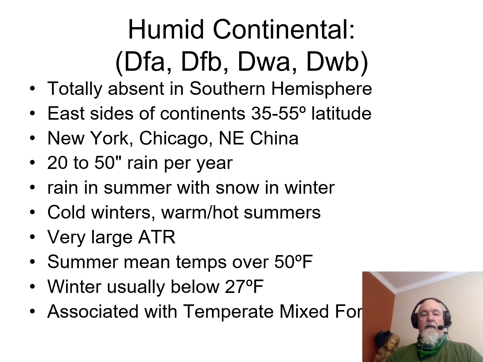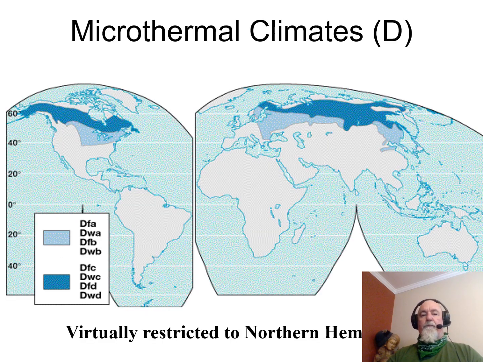Here we see the associated biome as a temperate mixed forest. We've seen that same biome before. So the biome spreads well beyond the boundaries of the climate zones. Remember that temperate mixed forest is that mix of both deciduous and evergreen trees.